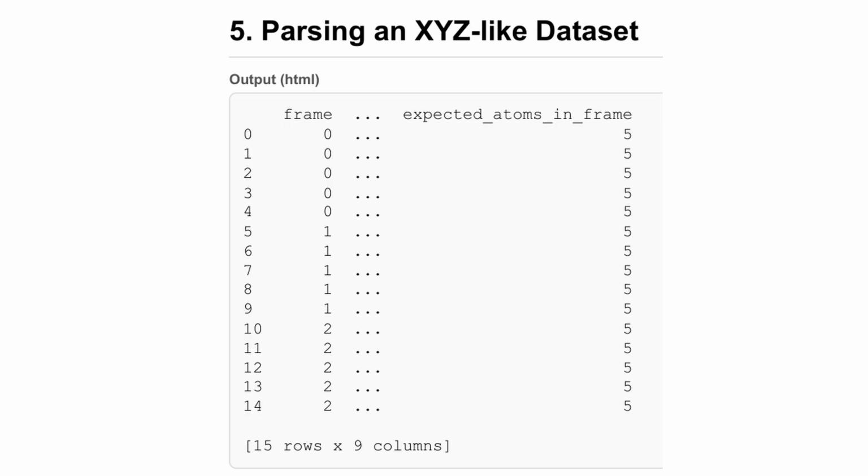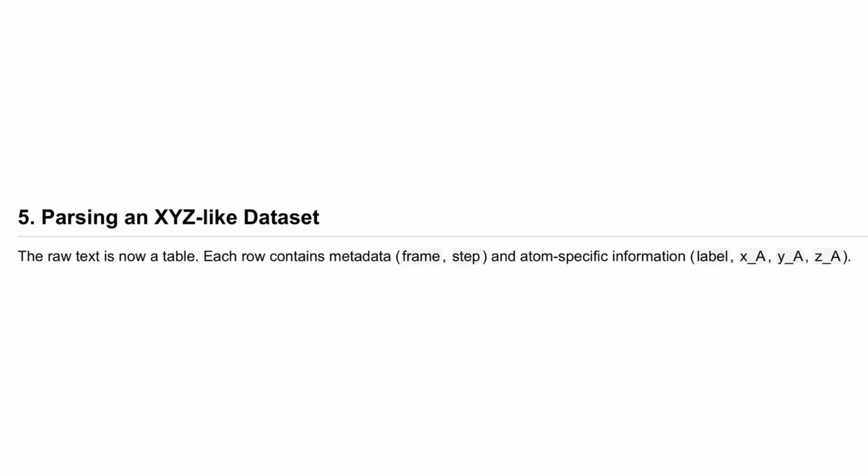The resulting data frame perfectly aligns the hierarchical XYZ data into a flat table. Every atom now has its coordinates mapped directly to its corresponding time step and frame index. With the raw text successfully transformed, each row now contains both the tracking metadata and the specific atomic information, making the dataset ready for computational analysis.